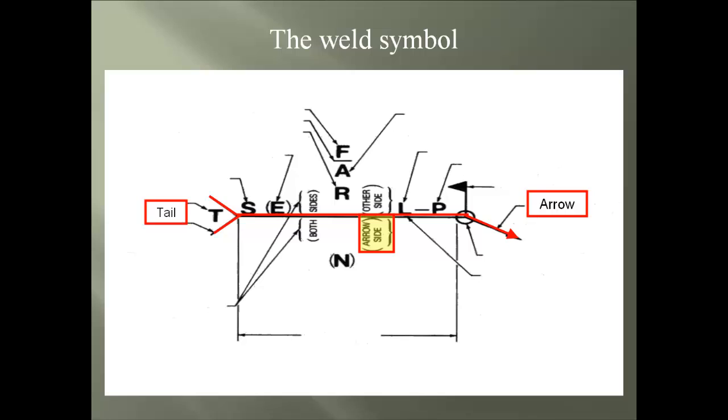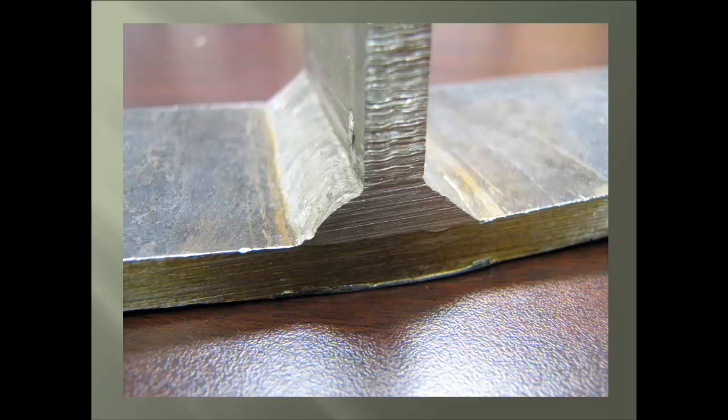Here we see the highlighted section, which is the arrow side of the symbol. And what does that mean exactly? Okay, well, we have here an actual fillet weld assembly that you might see in a shop or the field. And with our weld symbol example, if the arrow is pointing to the workpiece on this side, it would mean the information below the line is also shown on this side.